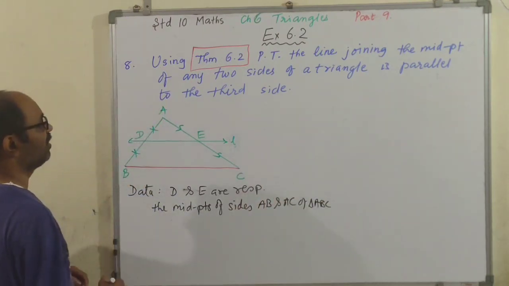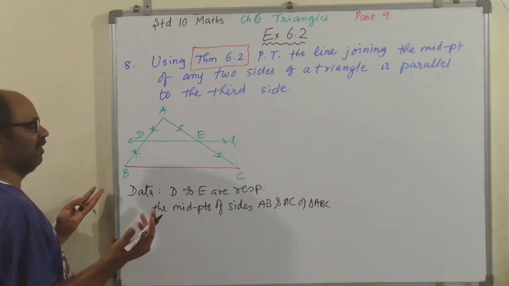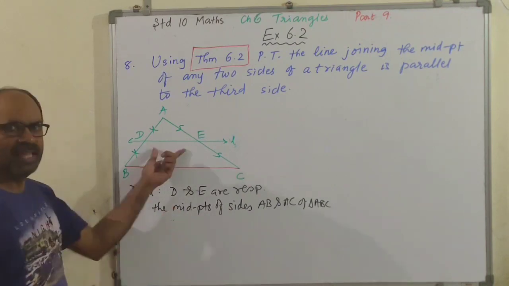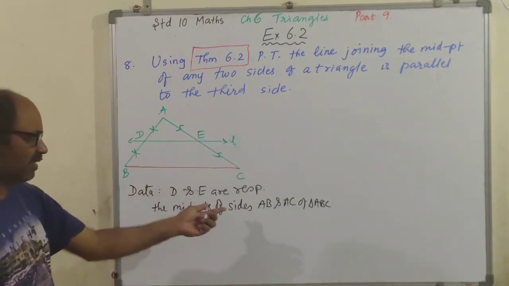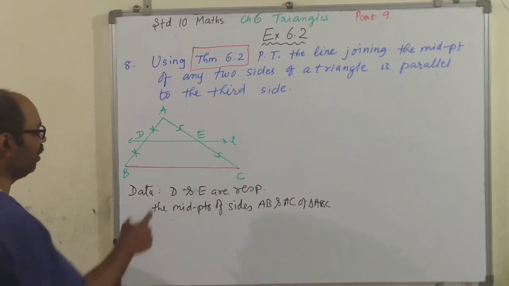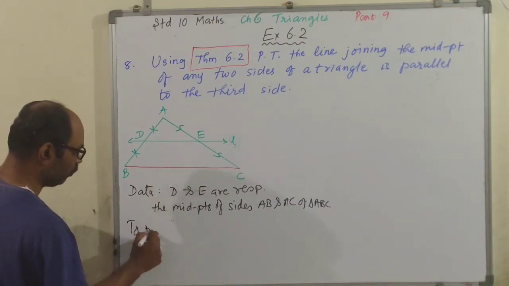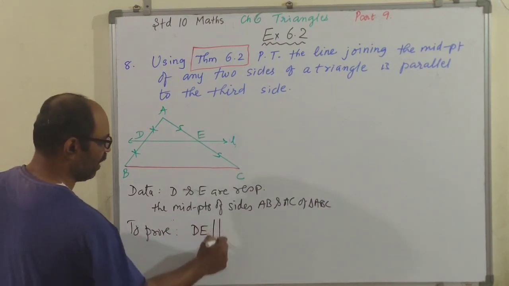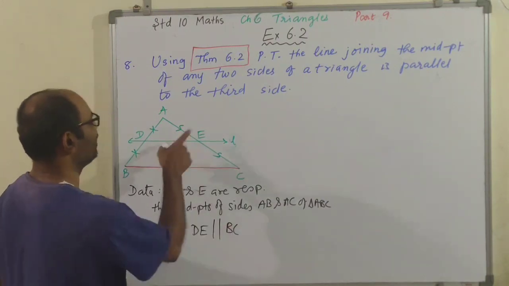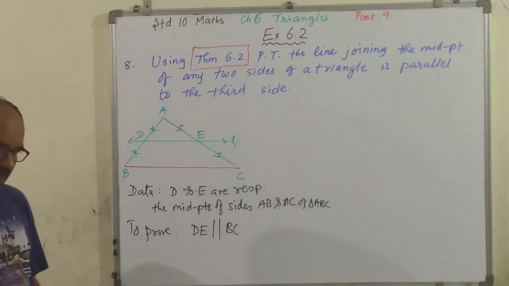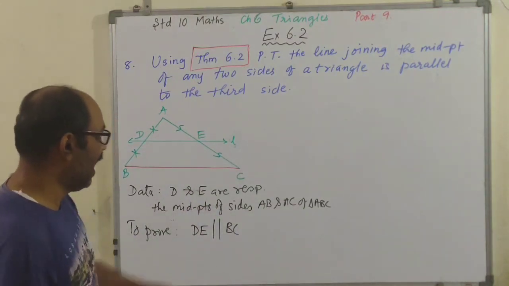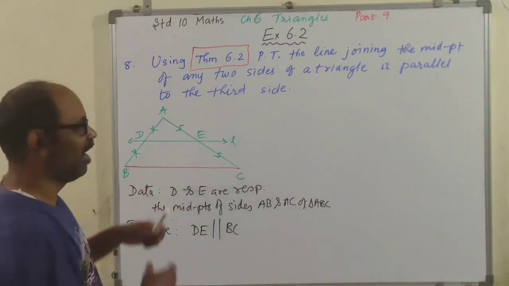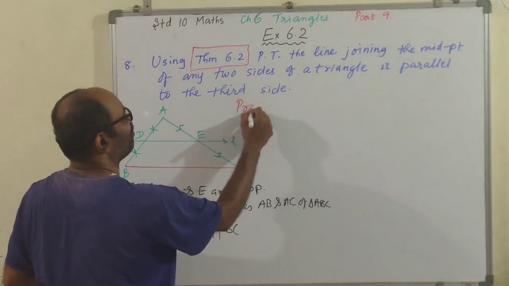That's all that is given. It intersects AB and AC in D and E. To prove: DE is parallel to BC. I won't need much space to write the proof, so I'm writing it directly without erasing that statement.